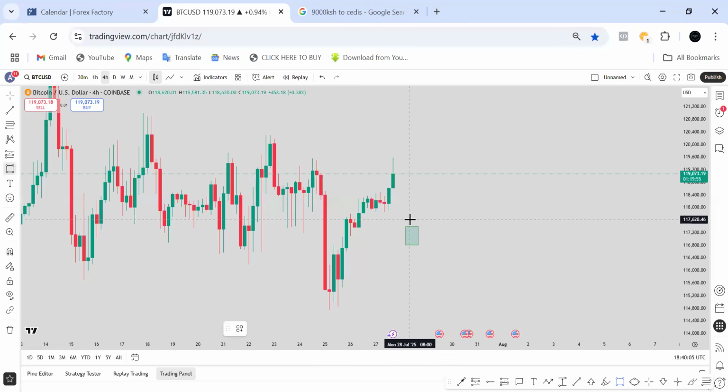When it's a bullish candle, the opening is below and the close is above. So the next candle is supposed to start from where it closed. You are supposed to see it opening at this area. So this is the opening, this is the close. And when it's a bearish candle, the opening is above and the close is below.